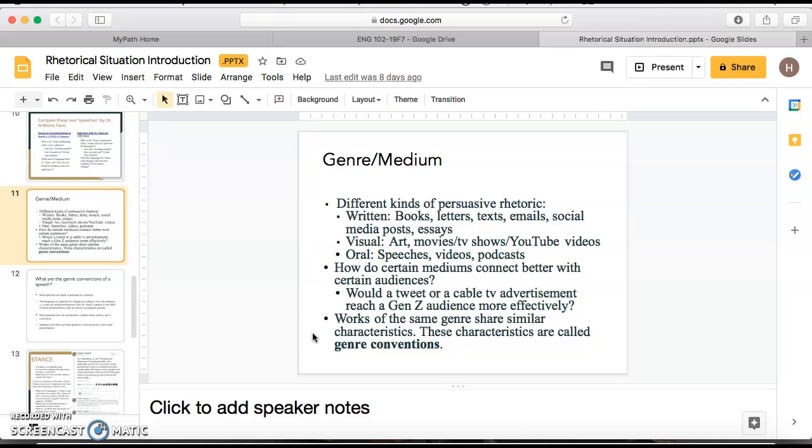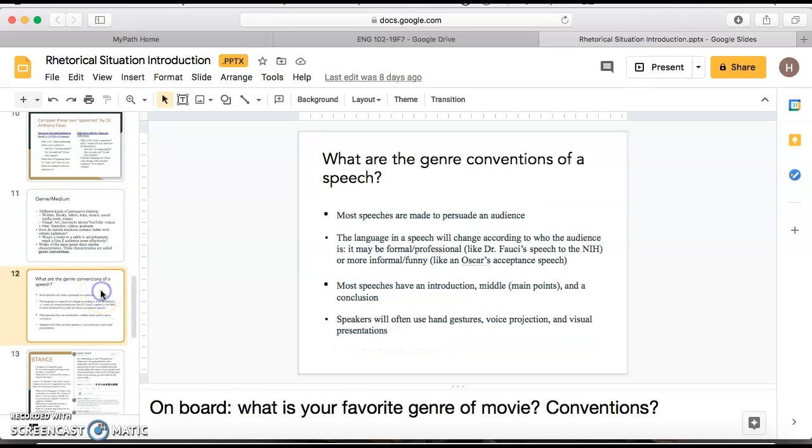So there's the same thing when you're seeing a speech or listening to a speech. You expect certain things. You expect to see these things happen in a speech. So all of your speakers will probably follow certain genre conventions.